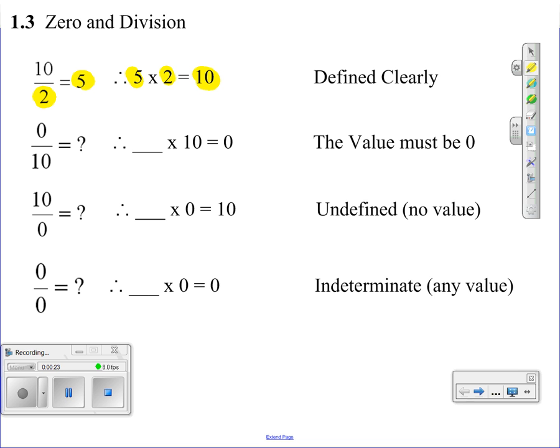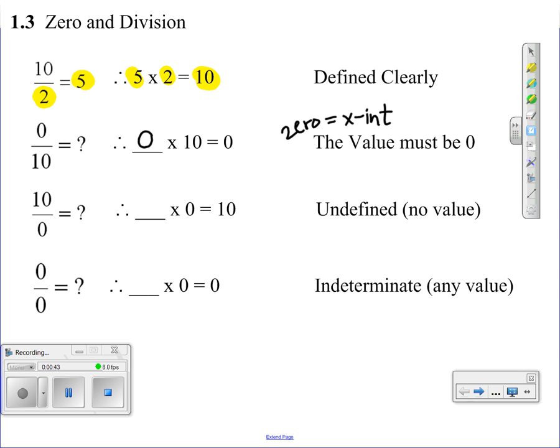What if we have 0 divided by 10 equals question mark? That means that question mark times 10 must equal 0. Well, what could the question mark be? Well, it must be 0. And so we call that a 0. And on a graph, that leads to x-intercepts, sometimes called the roots of the function.